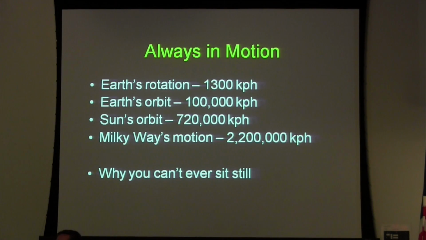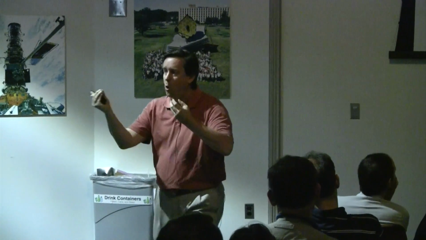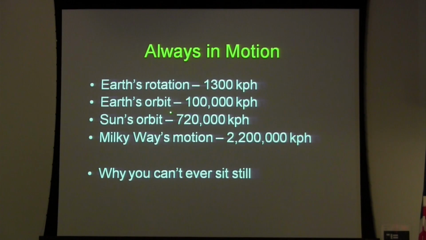The Earth's rotation at our latitude, we are rotating around the center of Earth. We're moving at about 1,300 kilometers per hour. Then our Earth is orbiting around the sun. There we're moving about 100,000 kilometers per hour. Our sun, in turn, is moving around the center of the galaxy. It rotates around the galaxy in 250 million years, but it's still moving at 720,000 kilometers per hour. And then, relative to that microwave background, we can measure the motion of the Milky Way through the universe. It's headed towards the Virgo cluster at about 2 million kilometers per hour.